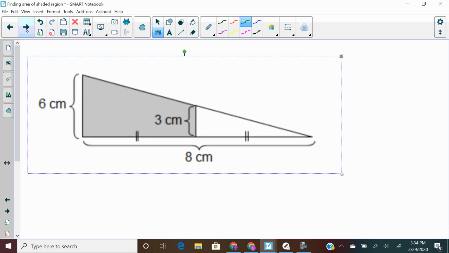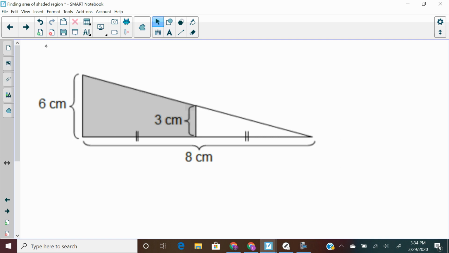Okay, the next one is a triangle where the shaded part is actually a trapezoid, but in order to do this, we find the outside, which is a triangle, and the inside, or the non-shaded part, which is a triangle as well, and we subtract those. So the pictures could look slightly different. This one's a unique one.